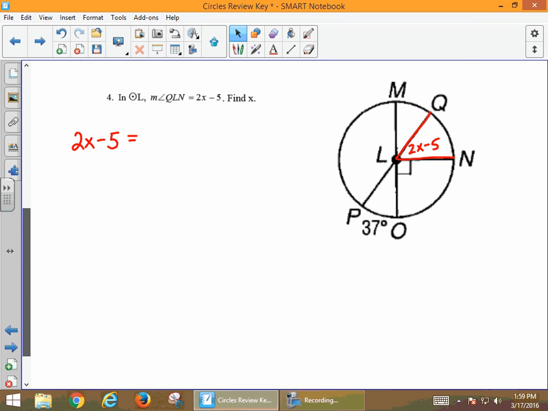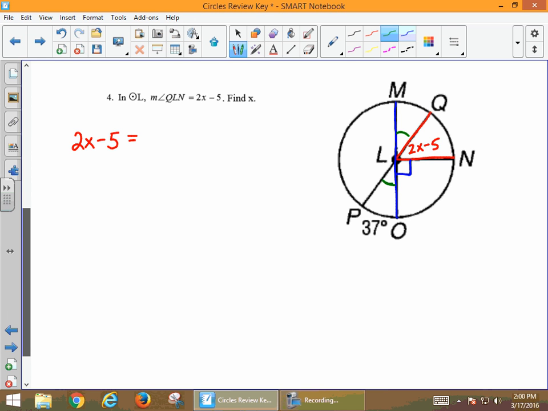Well, there are a few things that I need to look at. First thing I need to notice is that I have a diameter with a 90-degree angle. So I know the diameter makes up a straight line. That's going to be 180 total degrees. 90 of those degrees you see right there with the blue. The red angle is 2x minus 5. And then angle MLQ is the same as angle PLO, because they're vertical angles.